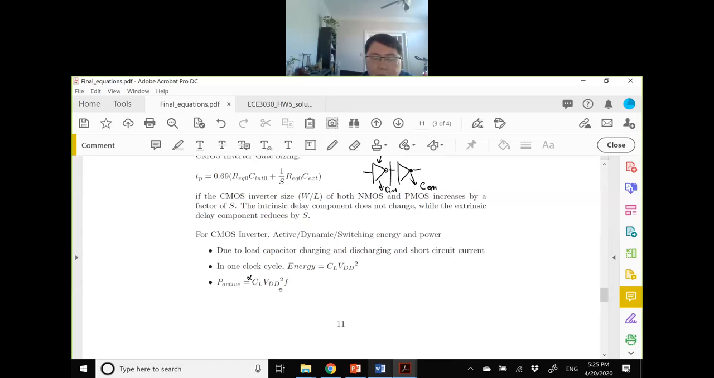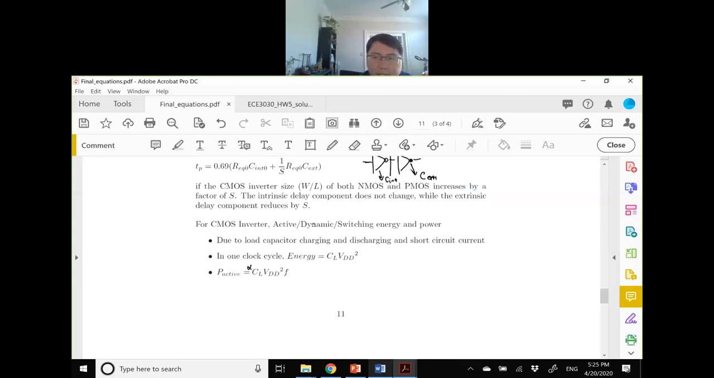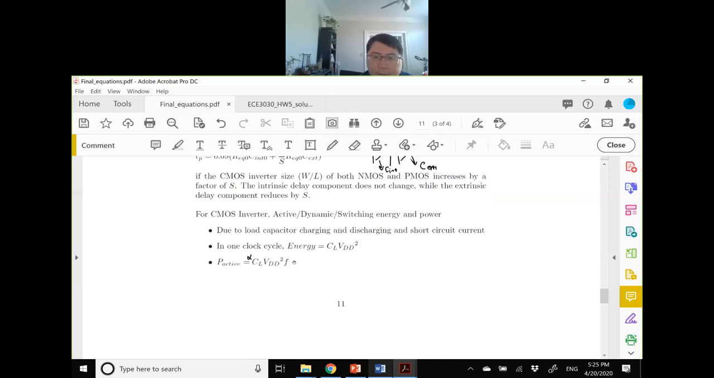Here we assume that the input switches every clock. But if not every clock, then you can add this activity factor alpha in front of that, which is the probability of switching. Let's say 50% of the clocks switch, so you need to multiply by that 50%. So this is dynamic energy and power.